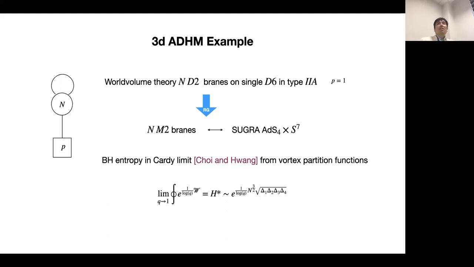I want to say a little bit about a richer example, the 3D ADHM theory. This is a 3D quiver gauge theory described by this quiver. It's interesting because, for one thing, it's supposed to flow in the IR to the worldvolume theory on M2 branes and be dual to supergravity on AdS4 times S7. And recent work by Choi and Hwang has shown that the vortex partition functions of this theory exhibit some exponential scaling in n that accounts for some black hole microstates. So that's the motivation for studying this example.